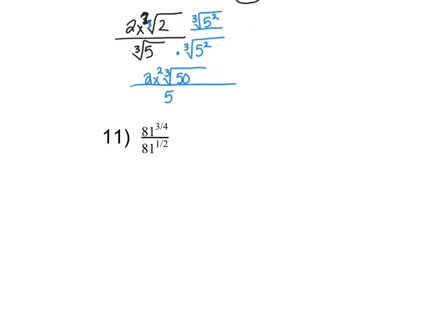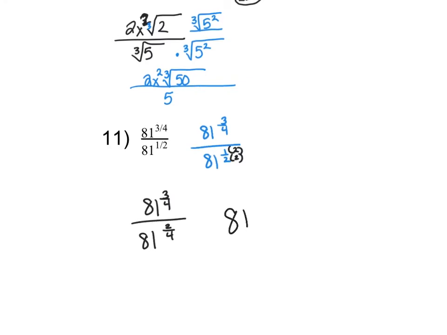Here we subtract. So we have 81 to the 3/4 over 81 to the 1/2. So we need common denominators, so I'm going to multiply this by 2. So that gives me 81 to the 3/4 over 81 to the 2/4. So that gives me 81 to the 1/4. And if I take the 4th root of 81, that is just 3.